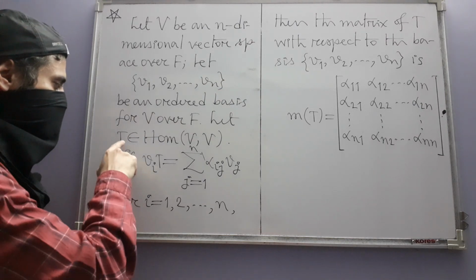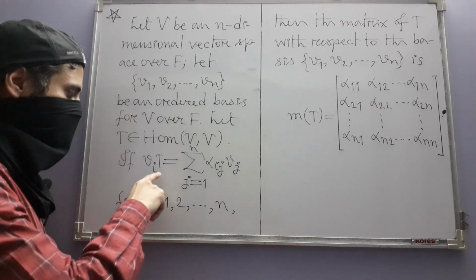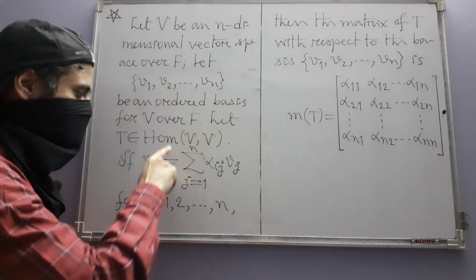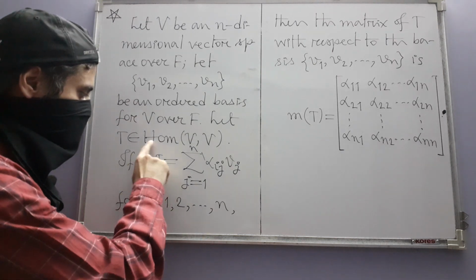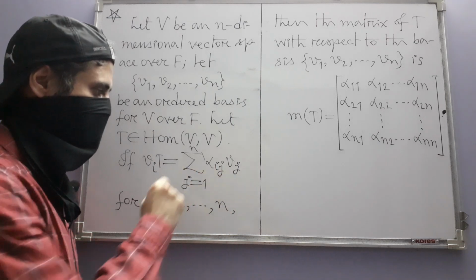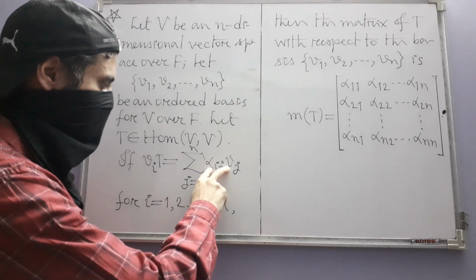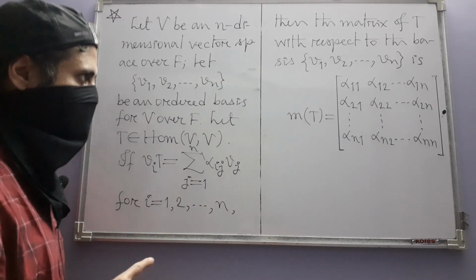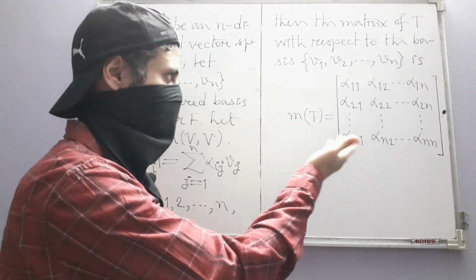And then we consider a linear operator T on V, and say the effect of T on the basis elements be this, where each such image has been expressed as a linear combination of the basis elements again, and the scalars alpha ij have appeared. Then we know that the matrix of T with respect to this ordered basis is given by this.